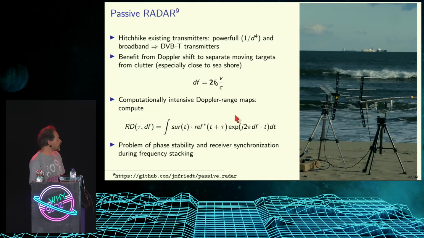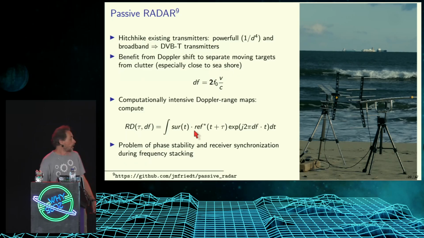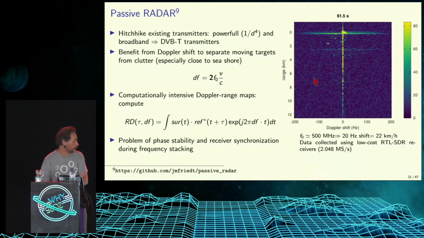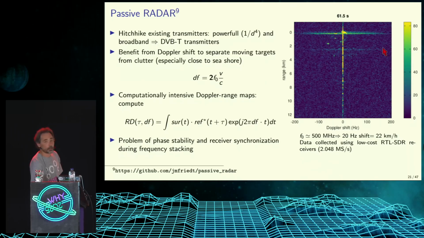To process this data, we need to run this rather computationally intensive computation, running all the correlations for all possible frequency offsets. If you want to repeat this at home, you have a GitHub repository with the data set and the script for running this. And what you will get, actually, are various targets. In the x-axis, you've got the velocity, the Doppler shift. In the y-axis, you've got the range, the bistatic range, the distance. And you've got various dots here, which are the various targets.